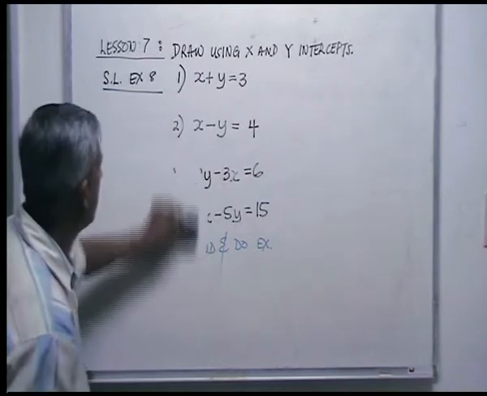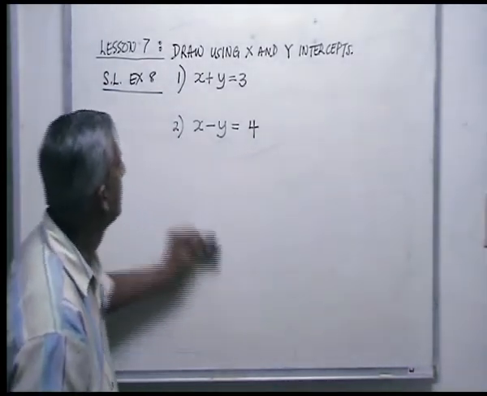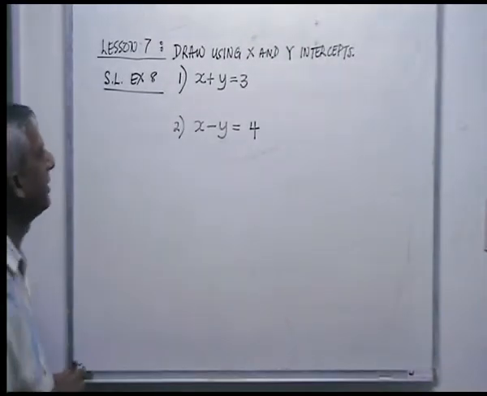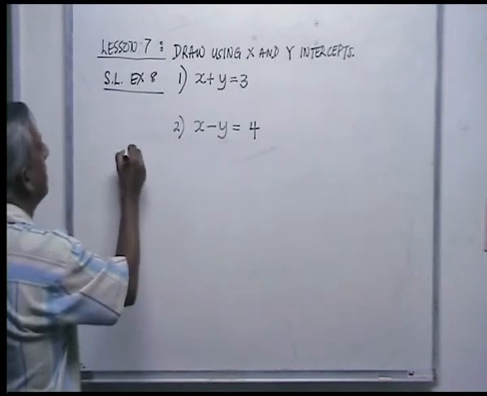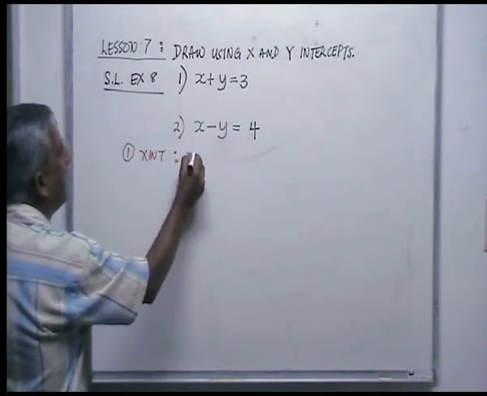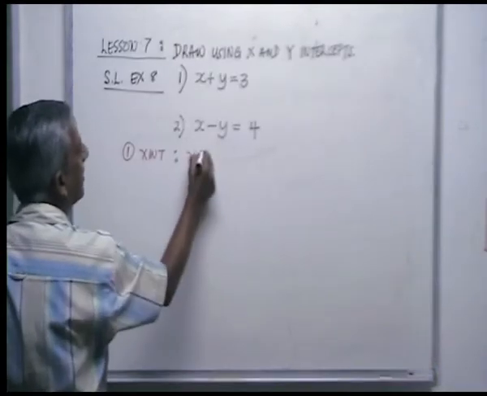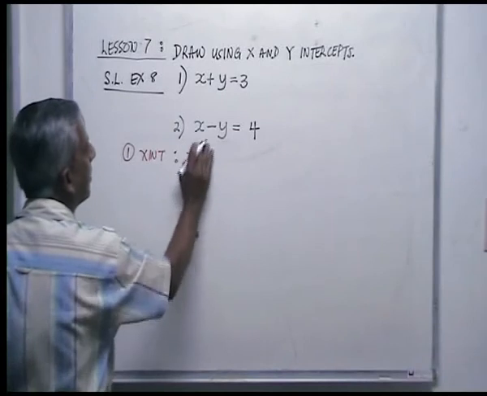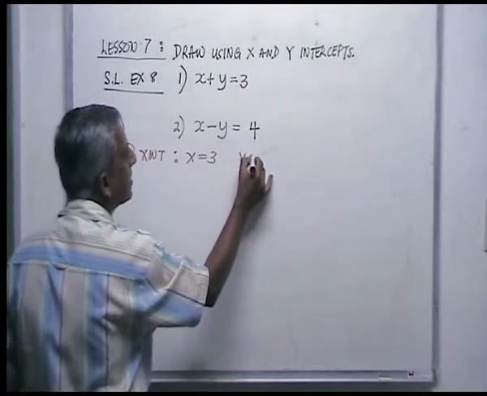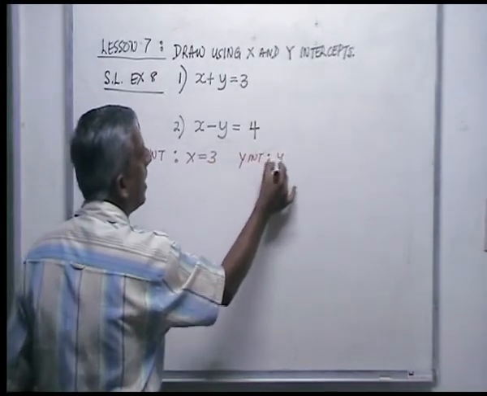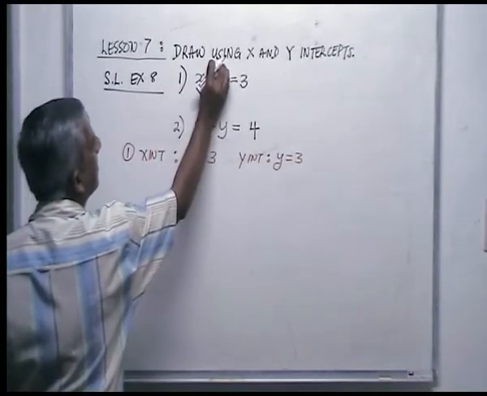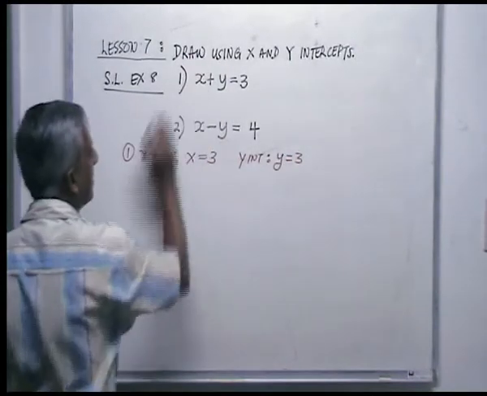Okay, thank you. Alright, so what I'm going to do now, I'm going to do number 1 and 2 on one graph, and then I'll do 3 and 4 on another graph. Now if I take number 1, the x-intercept, x is equal to 3. And y-intercept, y is equal to 3. Okay. See? X-intercept, x is 3. Y-intercept, y is 3. Right.